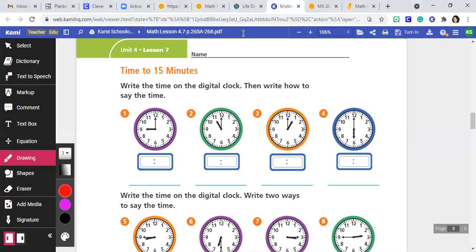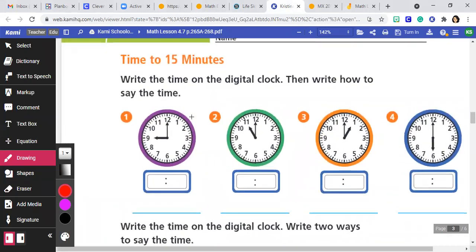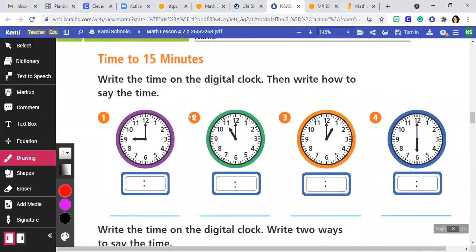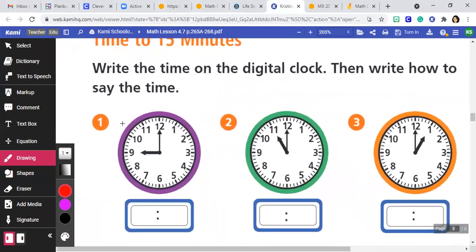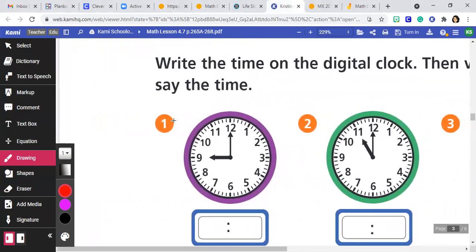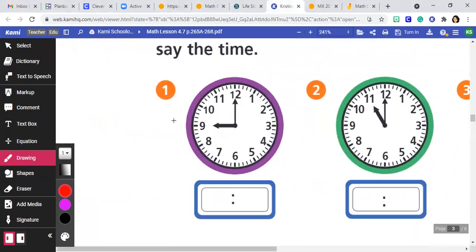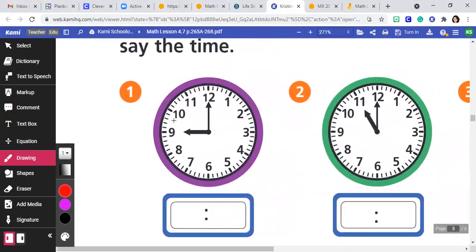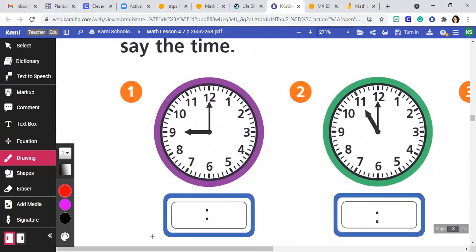Our directions are asking us to write the time on the digital clock, then write how to say the time. Well, I'm going to zoom into these problems a bit further so that it's easier for me to write on my screen with you. So have patience with me as I figure out the best way to do this. All right, so down here is where we are going to put the digital time, and up here is our analog clock. So the first question is, how many minutes after the hour does this show?